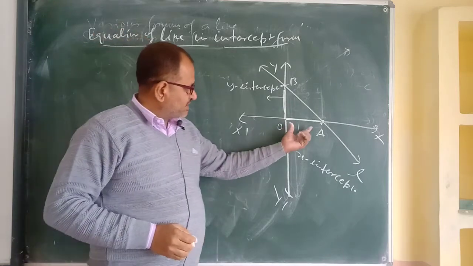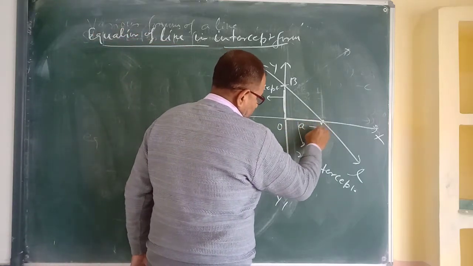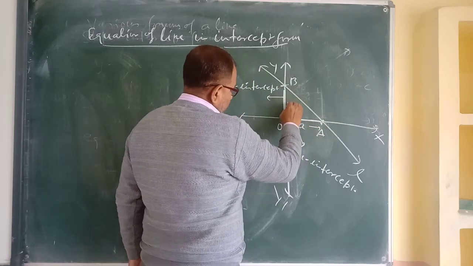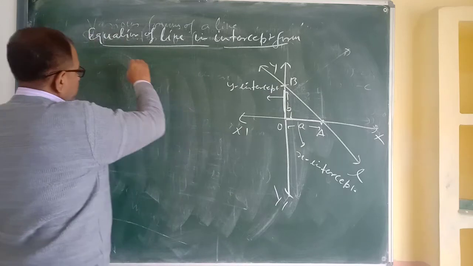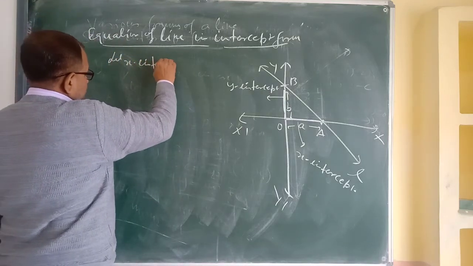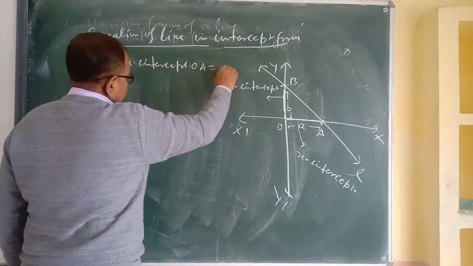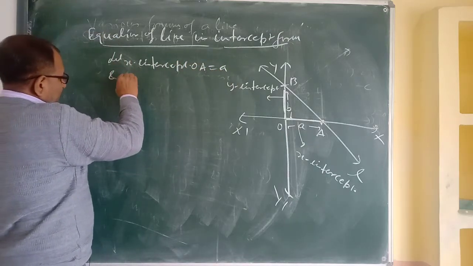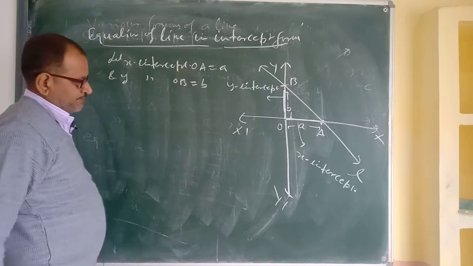Let us suppose the x-intercept is small a. Suppose OA is equal to small a and OB is equal to small b. That is, x-intercept OA is equal to a and y-intercept OB is equal to b.